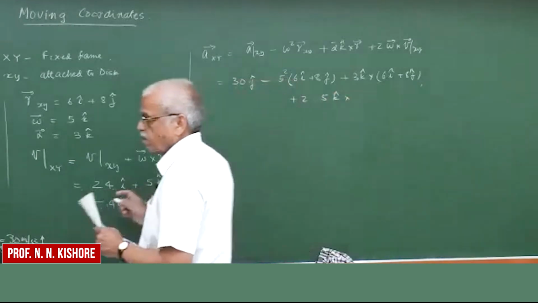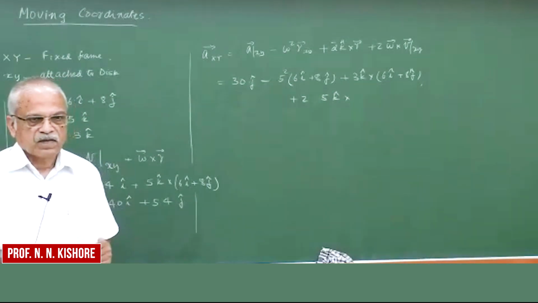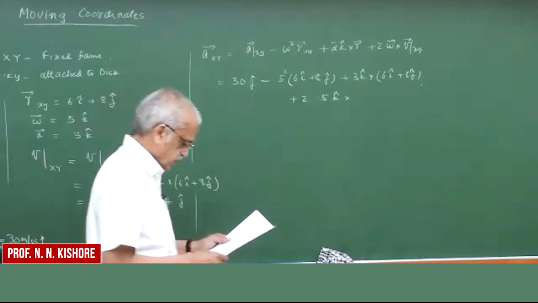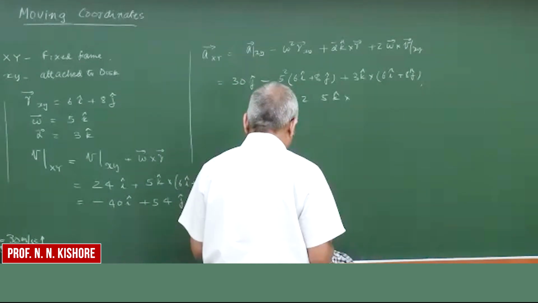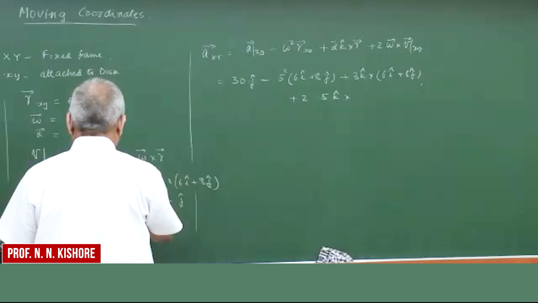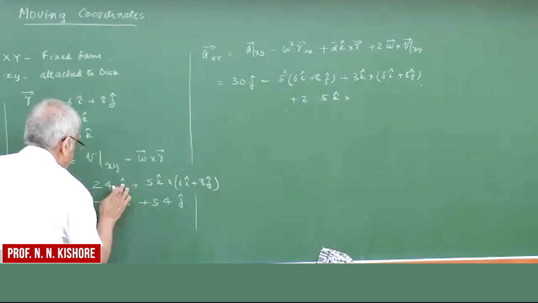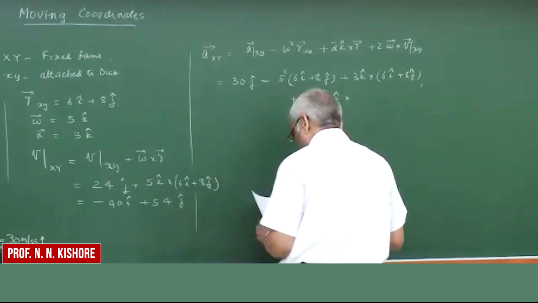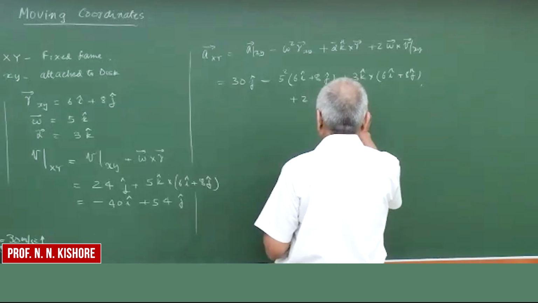Sir, in the left side, you wrote 24i plus 5k into that cross product, but you gave the wrong answer, minus 40i and such. Is it minus 40? It's 24j. Minus 40i, 54j. So this is not right, right? Yeah. Okay, I'm sorry. Yeah, that's right. Thank you. Yeah, good. Thanks.